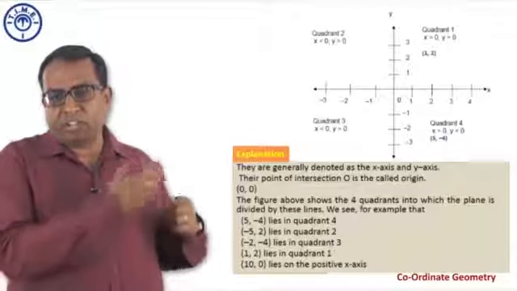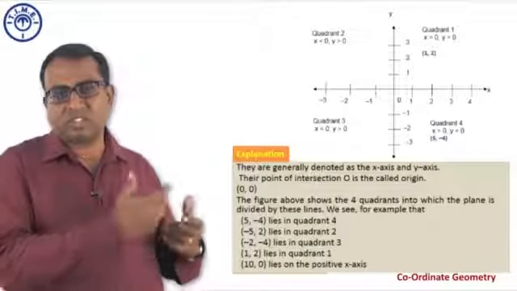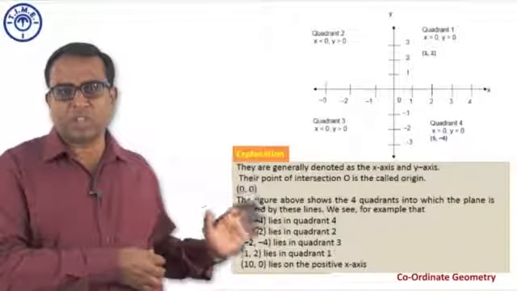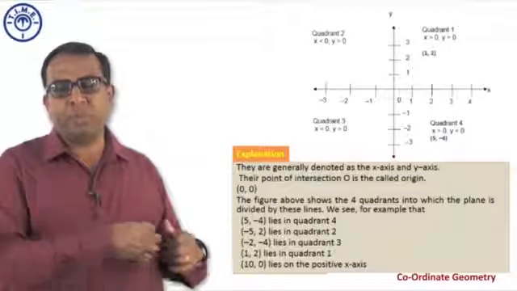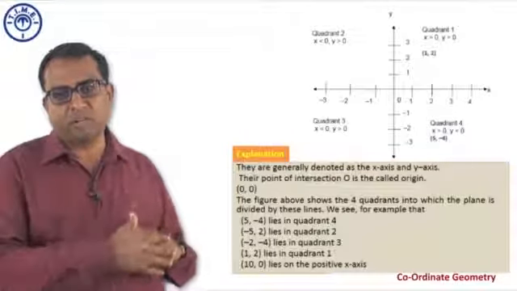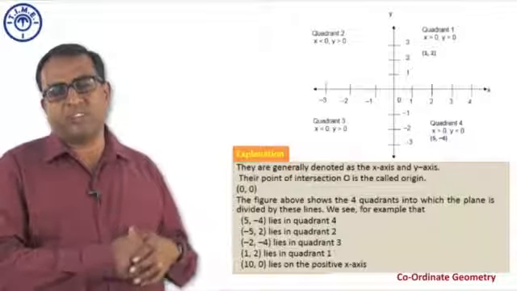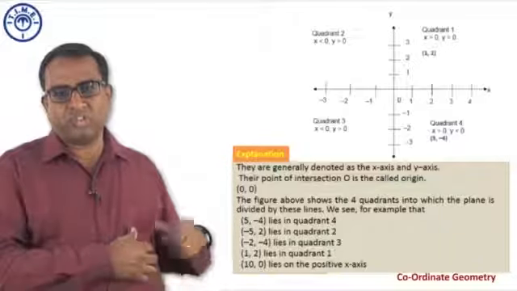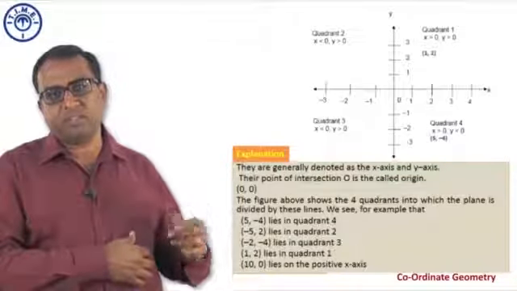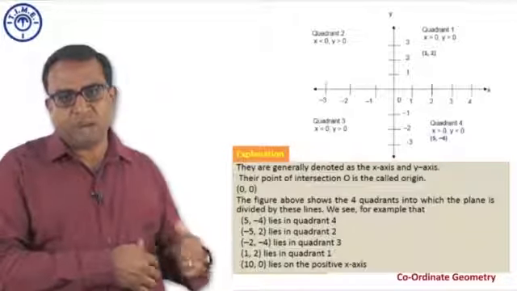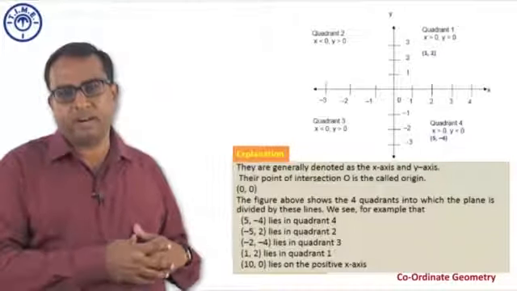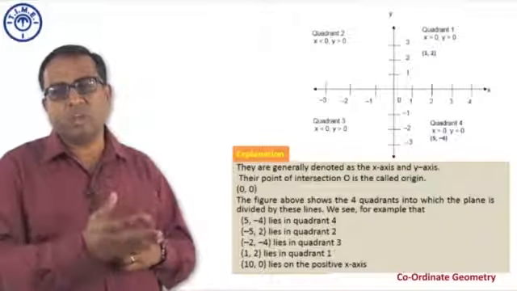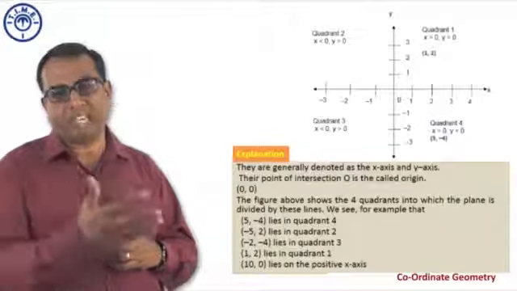As we saw, the point of intersection of the two lines is the originating point. Suppose you look at a point 5, negative 4. Here x is positive, y is negative, so 5, negative 4 would be in the fourth quadrant, or quadrant 4. Then look at negative 5, 2. Here x is negative, y is positive, so it should be in quadrant 2. Look at the next case, negative 2, negative 4. Both are negative, so it should be in quadrant 3. If you look at 1, 2, it's in quadrant 1. Whereas 10, 0 is very much on the positive x-axis. Likewise, 0, 10 should be on the positive y-axis.